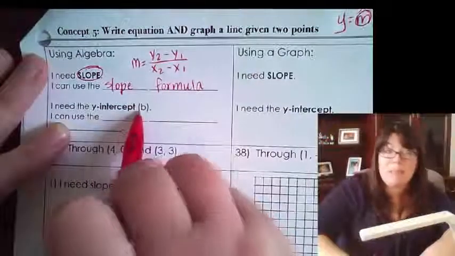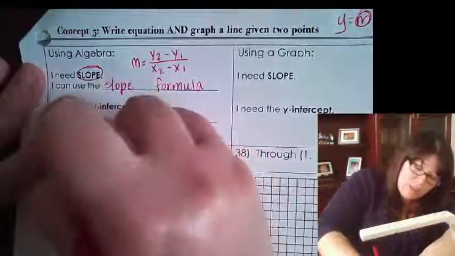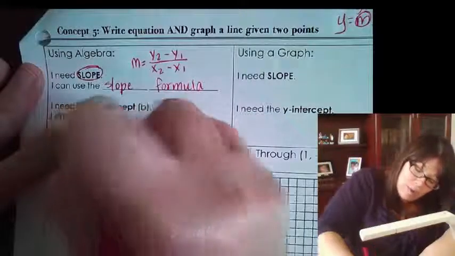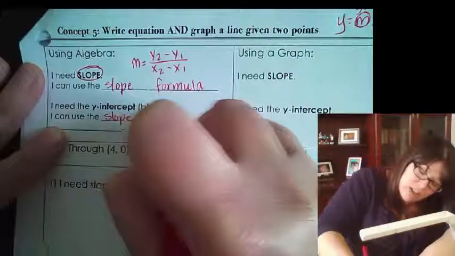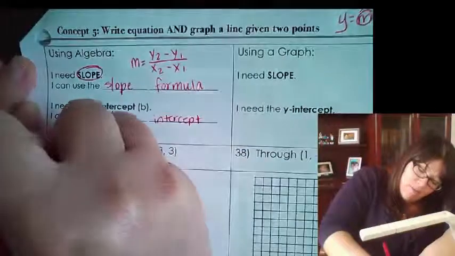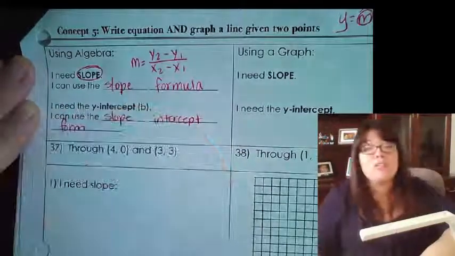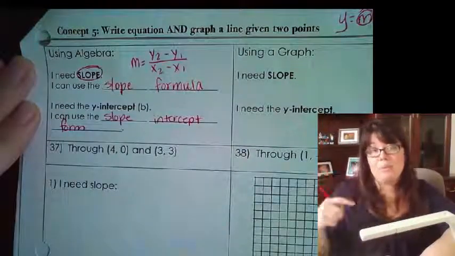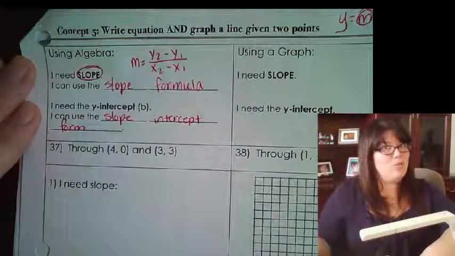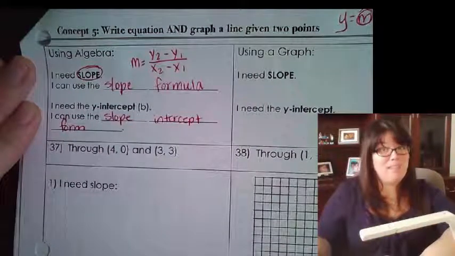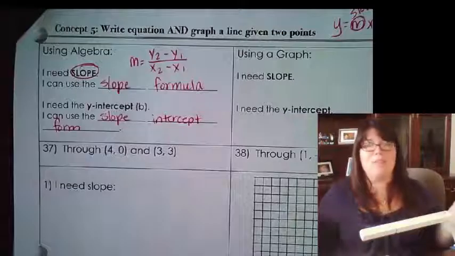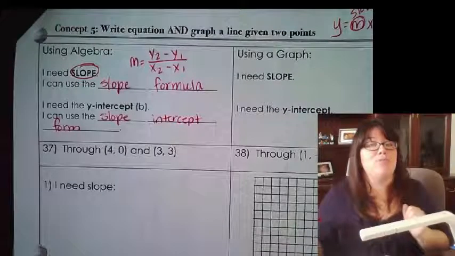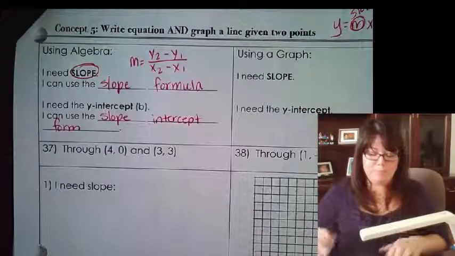If you need the y-intercept, b, you can use the slope-intercept form. Use the slope-intercept form like we did in concept 4 to find out what your y-intercept is. Okay? Then you can write your equation, y equals mx plus b, and you'll have everything that you need. Let's take a look at an example.